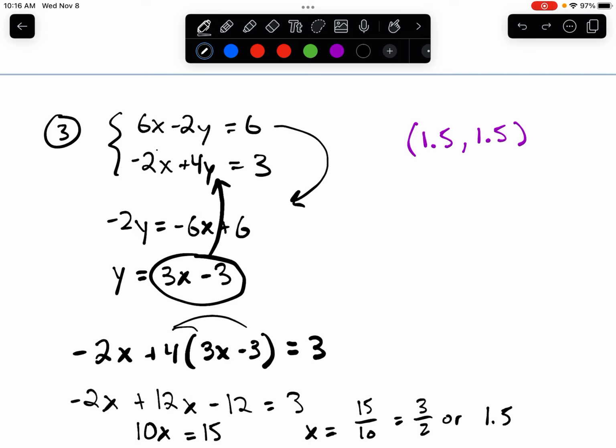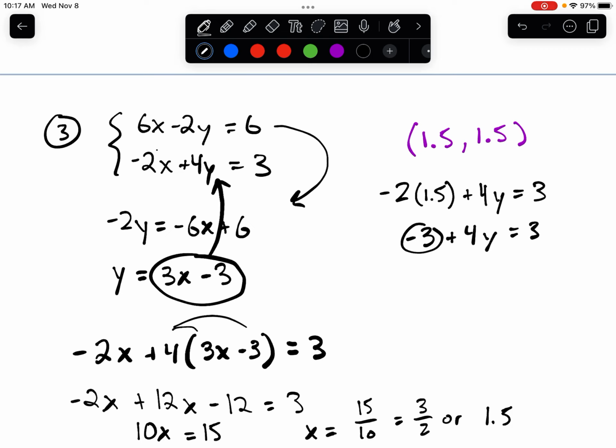And now I can plug this 1.5 into either of these two equations, right? Doesn't make a difference. Let's just try the bottom one. So I'm going to take my negative 2x, but again, we said that x is now 1.5, plus 4y equals 3. I'm going to multiply this, so negative 2 times 1.5 is negative 3, plus 4y equals 3.